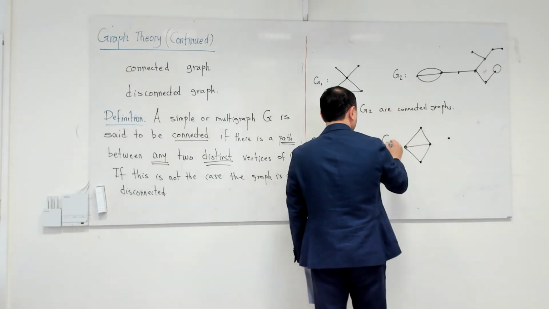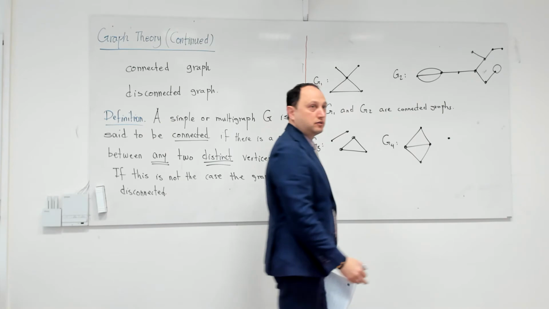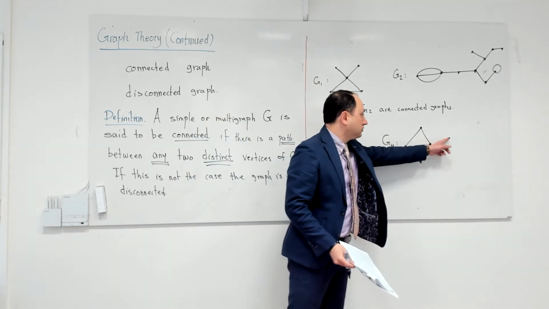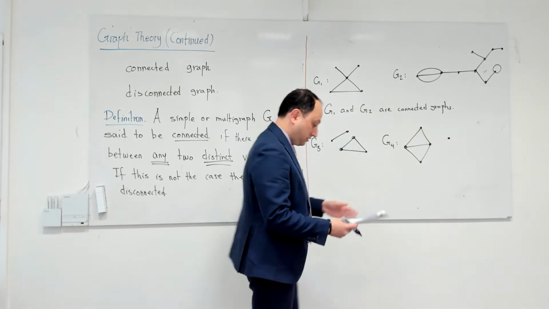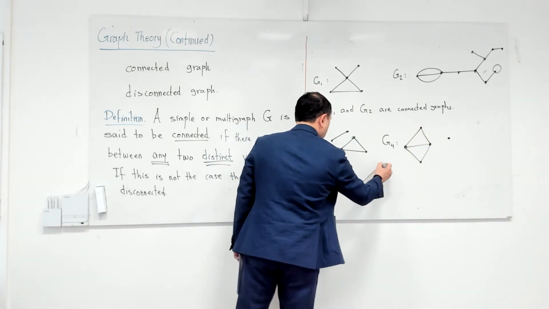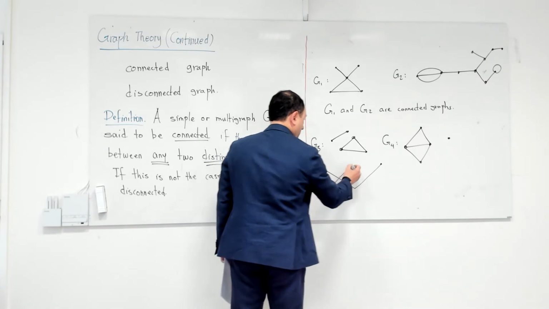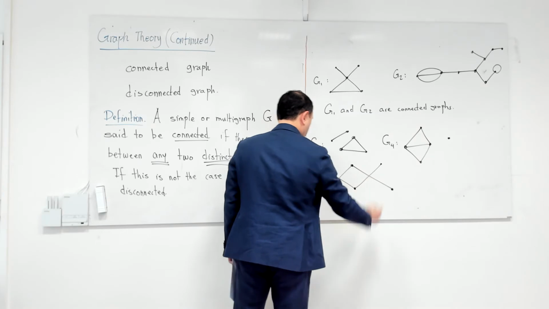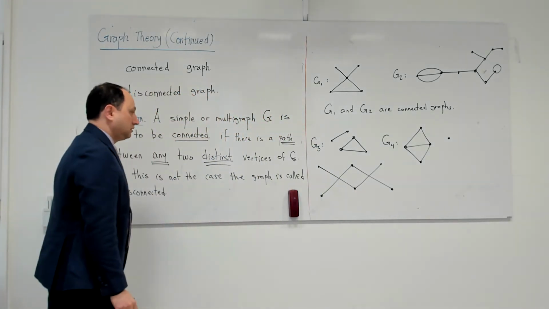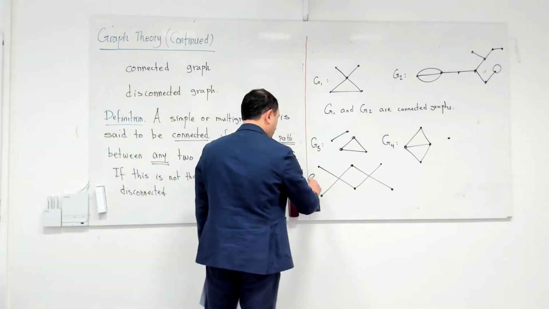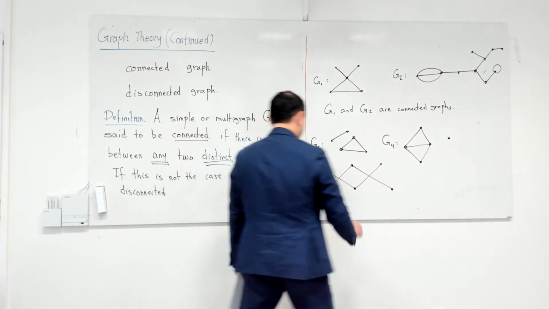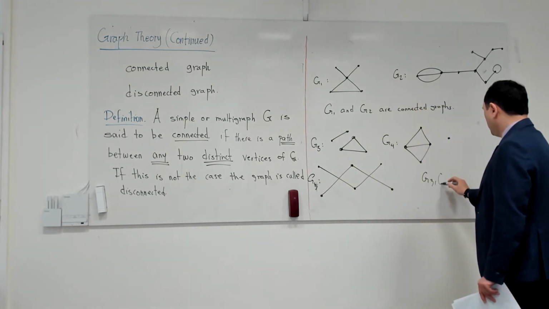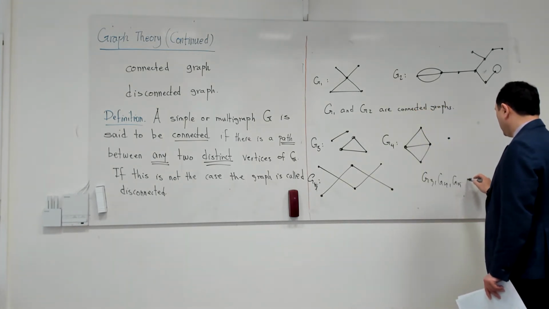Okay? So, for example, what do you think about this graph? Let me call this G4. Is this connected or not? It's also disconnected, because from here to this one, there is no path. But what about this one, do you think? This is also disconnected. It's clear. So G3, G4, and G5 are disconnected.